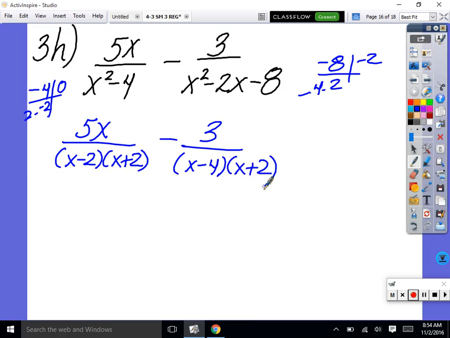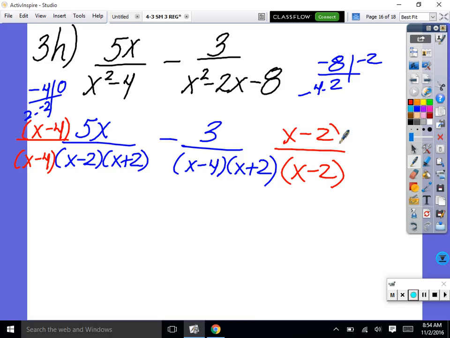What's my least common denominator? x minus 2, x plus 2, and x minus 4, right? So what does this one need to be the same as that? x minus 4, right? And then this one needs an x minus 2. Well, we have to, because the bell's going to ring soon. Is everybody good with that?